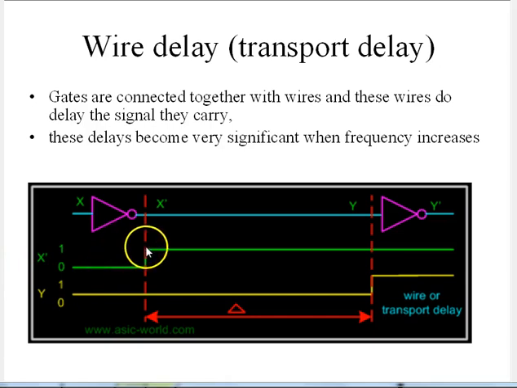Additionally, we could have transport delay along the wire, which has to be considered. So the total delay, for example, for X to transition: it goes through an inverter, then the signal travels along a wire, and then goes through another inverter and becomes Y prime. So the total delay before X goes from high to low until Y goes from low to high includes the propagation delay through this gate and the wire delay, the transport wire delay.